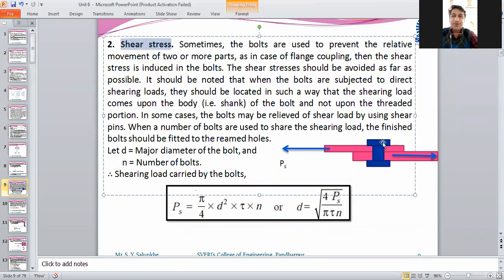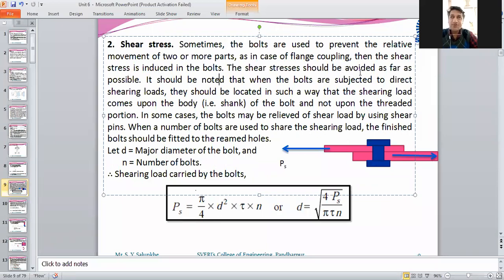Tensile stresses, no doubt, will get induced in the fastener in the majority of applications. But there are some applications in which shear stress will occur in the bolts. Here, sometimes bolts are used to prevent the relative movement of two or more parts, that is, the relative movement of these two flanges, as in the case of a flange coupling. Then shear stress is induced in the bolt.